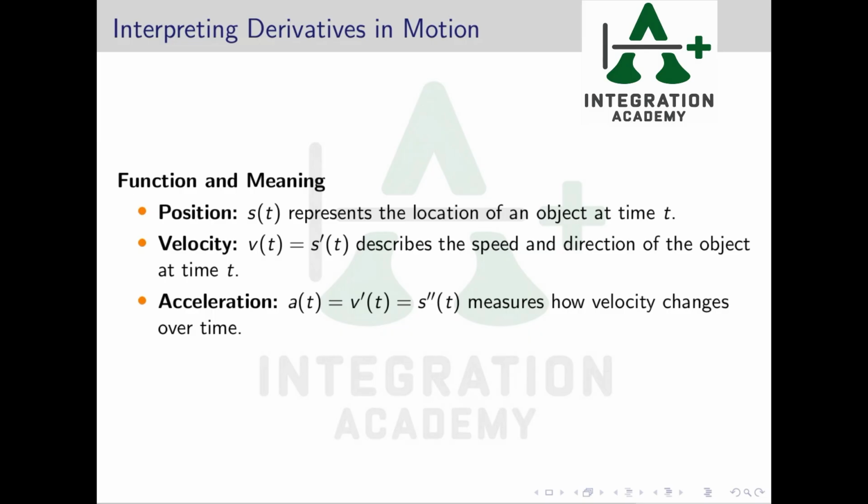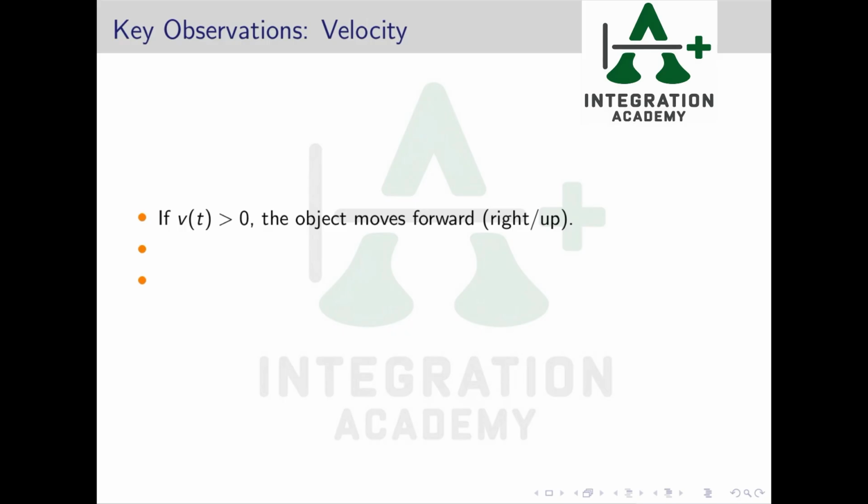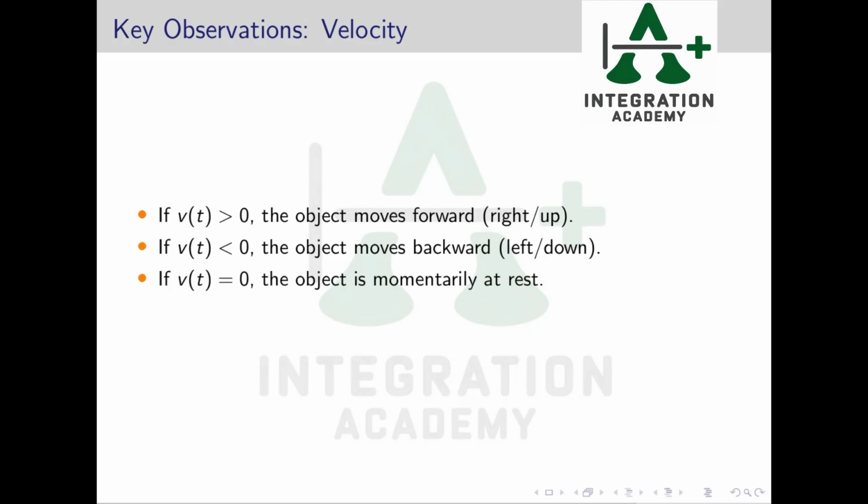Velocity gives us important insights about an object's motion. If the velocity function is positive, the object is moving forward or upward. If the velocity is negative, the object moves backward or downward. When the velocity is zero, the object is momentarily at rest before changing direction.